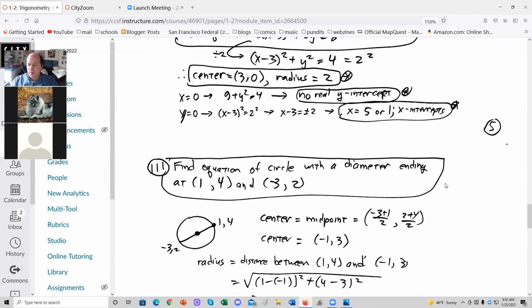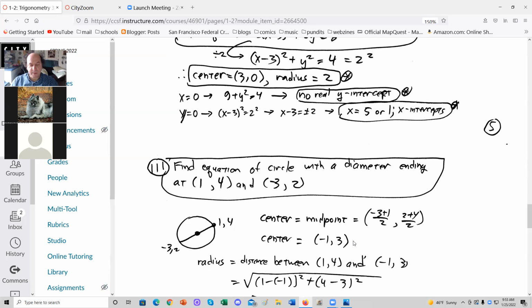Now here is a little trickier one. Find the equation of a circle with a diameter ending at 1 by 4 and -3 by 2. Okay, here we draw a rudimentary diagram. Okay, first we need the center and we need the radius. The center, that's easy. This is a diameter. Therefore, the center is the midpoint between those two points. So we add coordinates: -3 plus 1 over 2, 2 plus 4 over 2. That gets you -1 by 3.